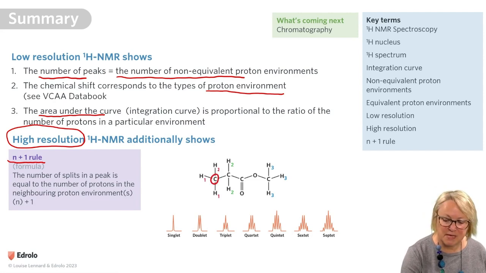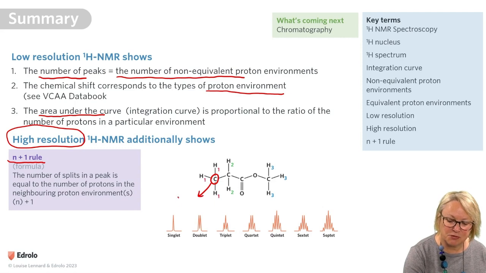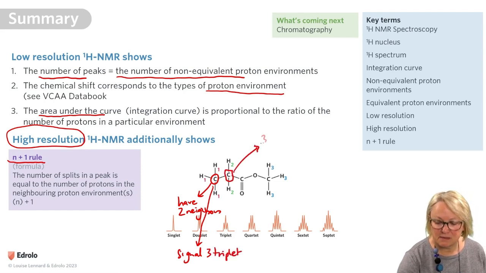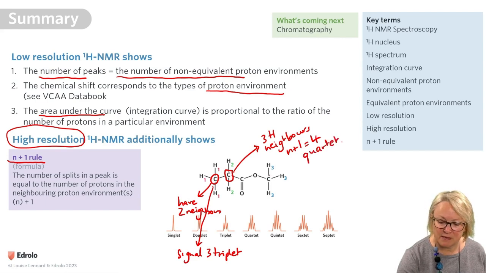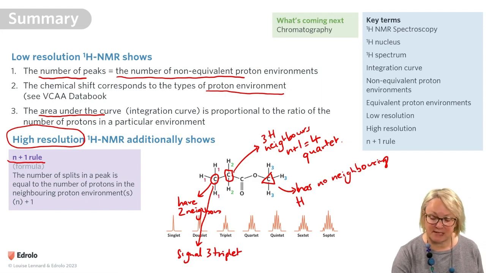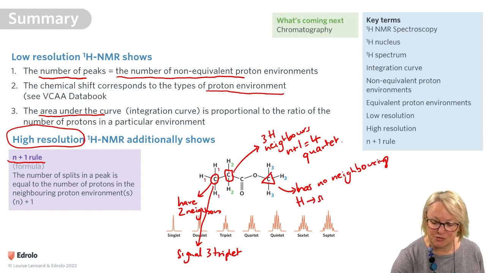So these carbons have 2 neighbours. So this signal would be a triplet. This carbon has 3 hydrogen neighbours on an adjacent carbon. So N+1 would be a quartet split. And this carbon, no neighbouring hydrogens on an adjacent carbon. There is no adjacent carbon. So that will produce a singlet.